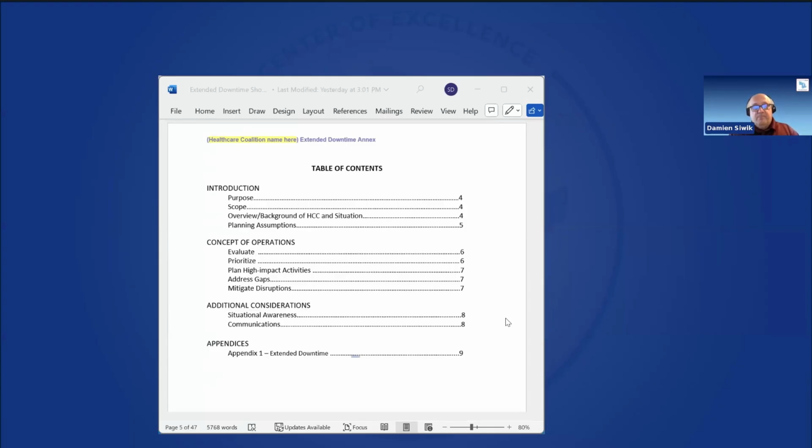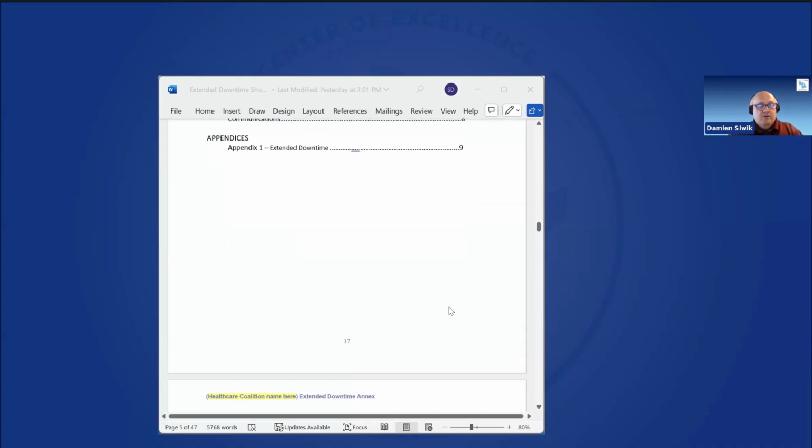Of course, an introduction, concept of operations, additional considerations, and appendices, with the appendix being the assessment that was presented just a few minutes ago. Conduct the assessment, copy and paste it into your plan as an appendix. I'm going to go through this support plan a little bit quicker, assuming professionals in the audience are going to be very familiar with what's being presented, just based upon experience.